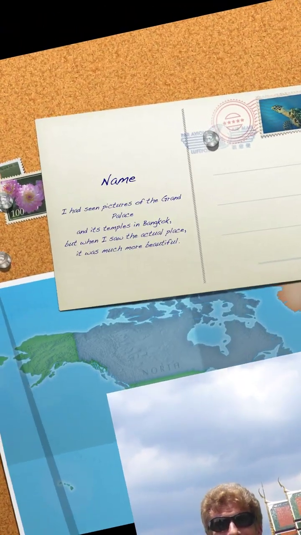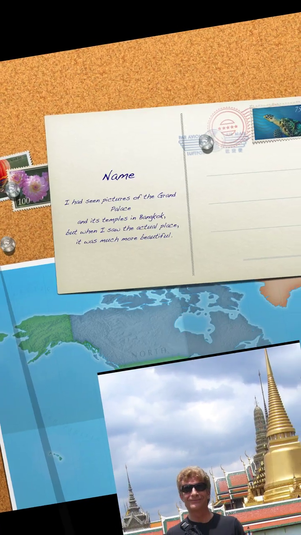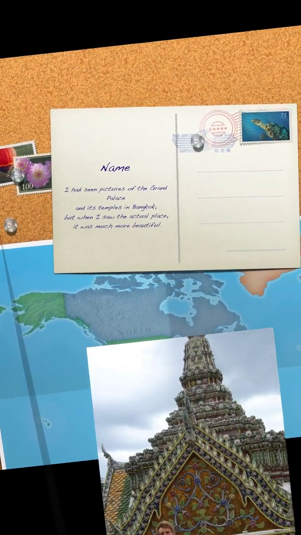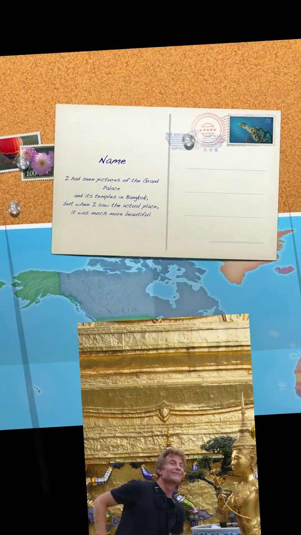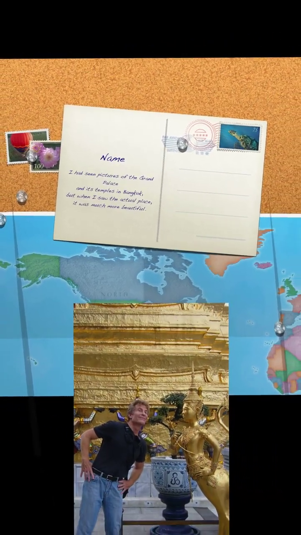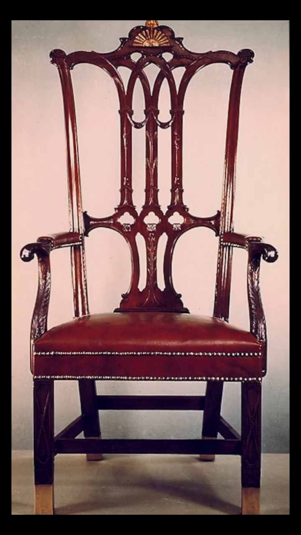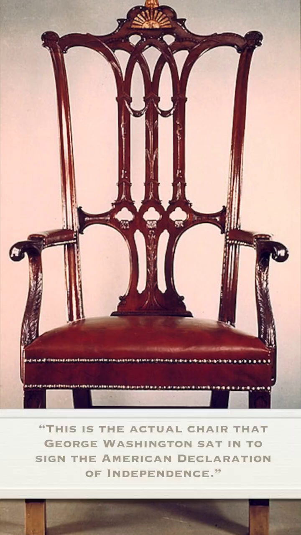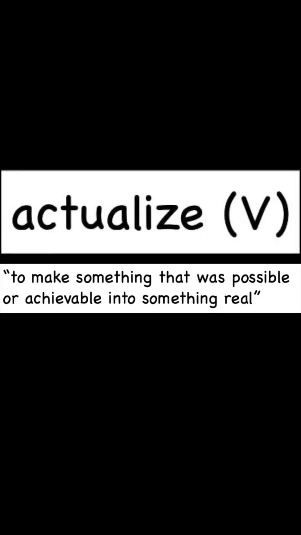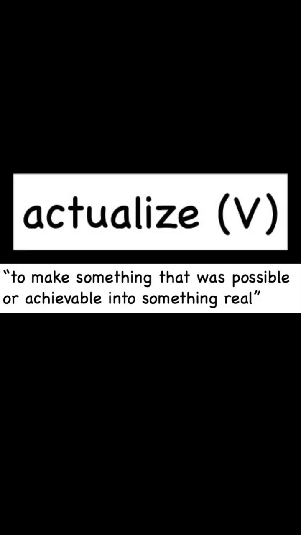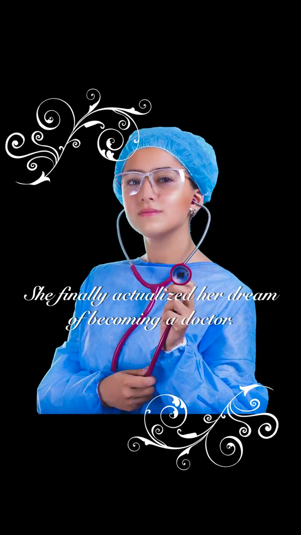For example, I had seen pictures of the Grand Palace and its temples in Bangkok, but when I saw the actual place, it was much more beautiful. Actual can also be used to add emphasis. This is the actual chair that George Washington sat in to sign the American Declaration of Independence. The verb form actualize means to make something that was possible or achievable into something real. She finally actualized her dream of becoming a doctor.